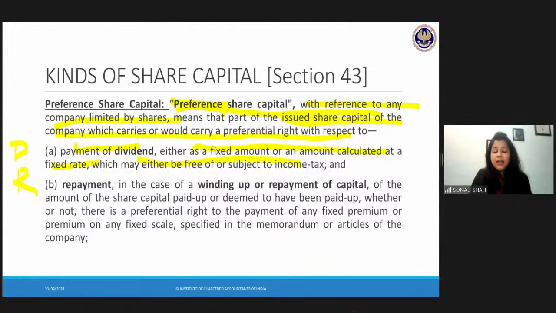Now, this point means that the dividend paid to the preference shareholder could either be tax-free or it could be subject to income tax. Both situations are possible.